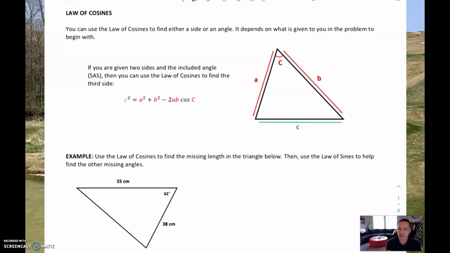So it depends on what's given to you in the problem, and that will determine which formula you end up using. If you're given side, angle, side, so a side, the included angle, and another side, then you can use this formula to find the third side. Once again, if you're given two sides and the angle that's smushed in between them, then you can use the law of cosines to find the third side. So let's go ahead and do that.